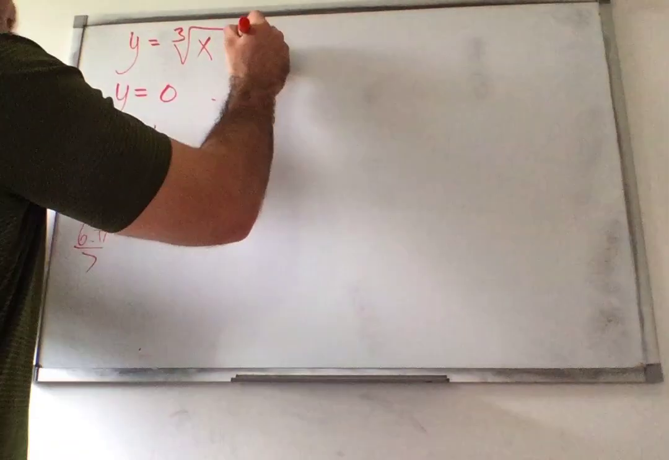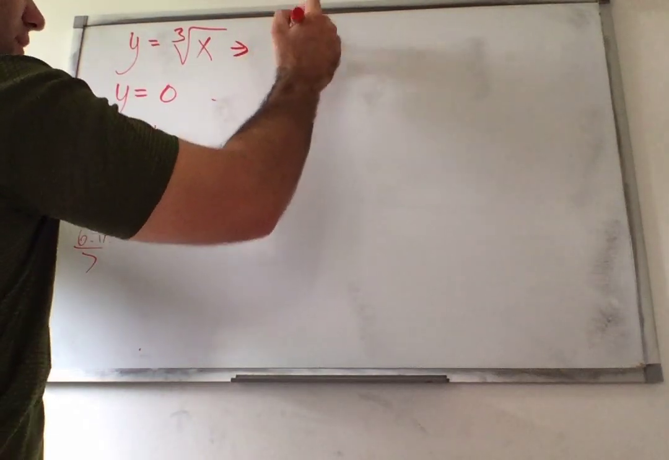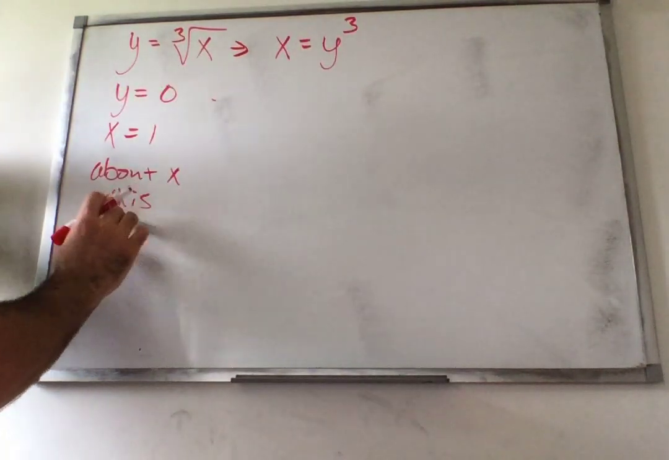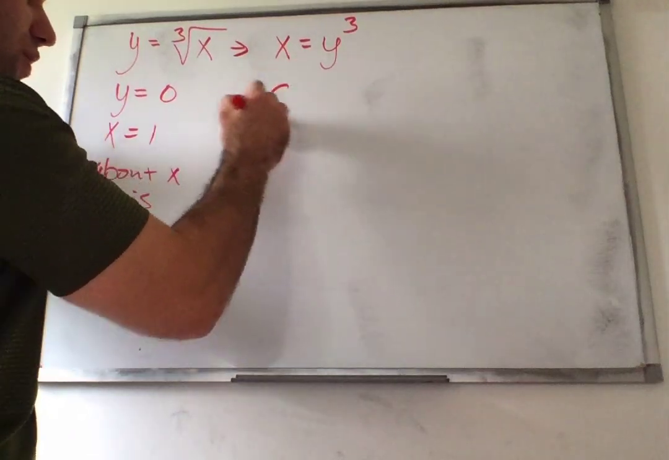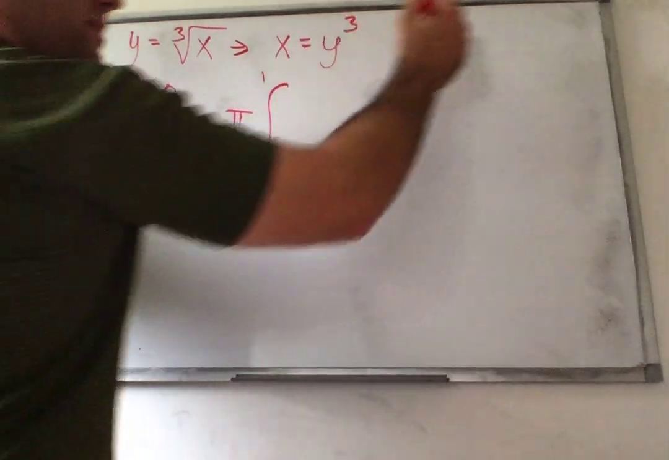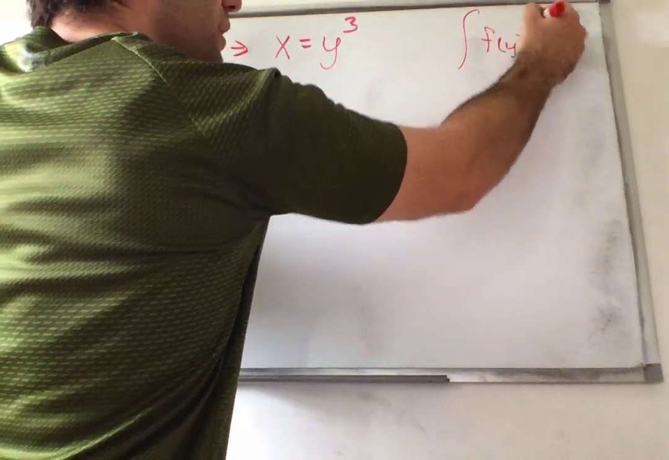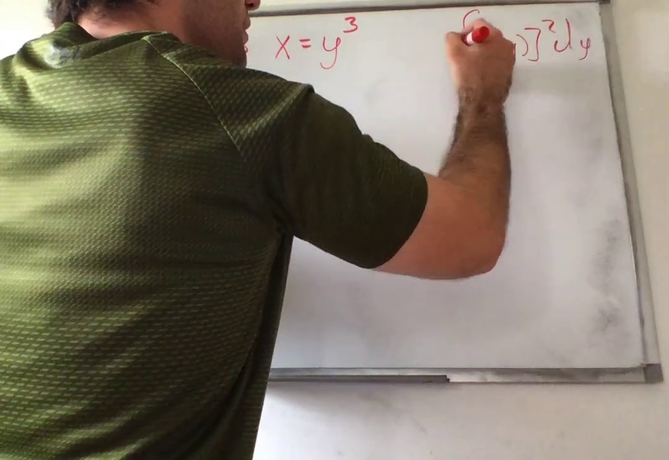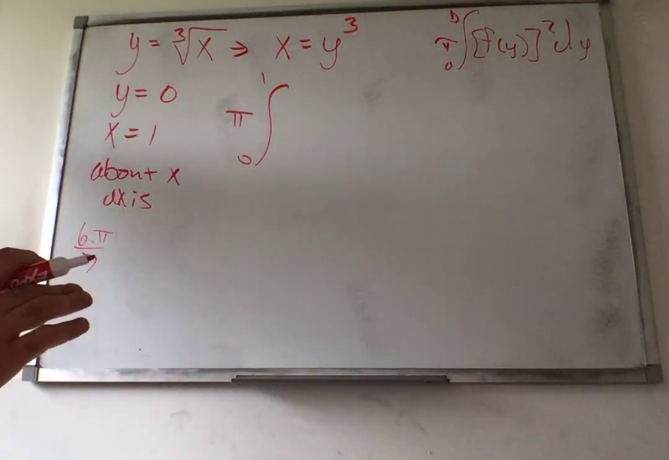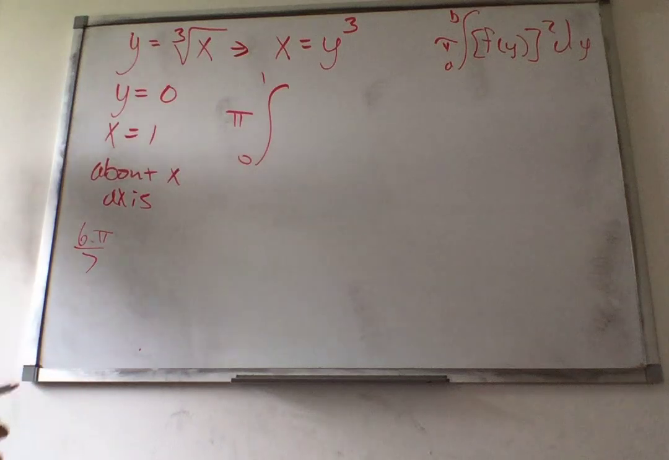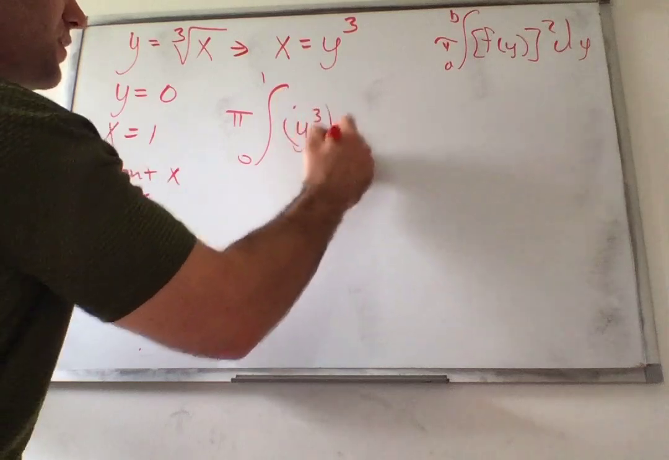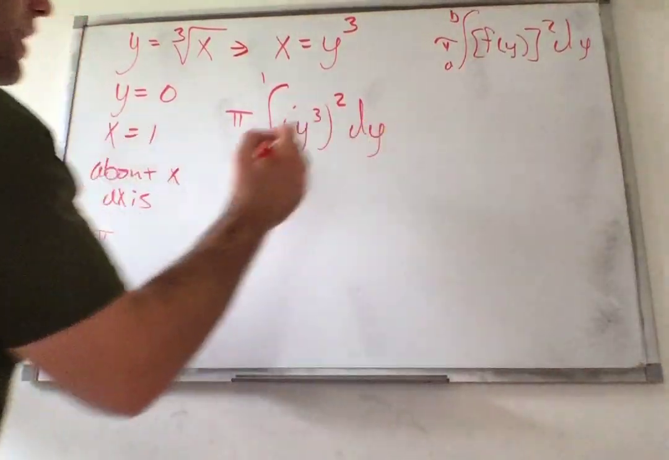What I can do is rewrite this equation in terms of x. x is equal to y cubed. It's still the same picture, but now I'm revolving around the x-axis, which should be the integral from 0 to 1. This is using the disk method. Okay? The disk method, f of y squared dy from a to b with the pi out front. I'm just illustrating you could get the same answer by doing the disk method. So all this is going to be is y cubed squared dy.